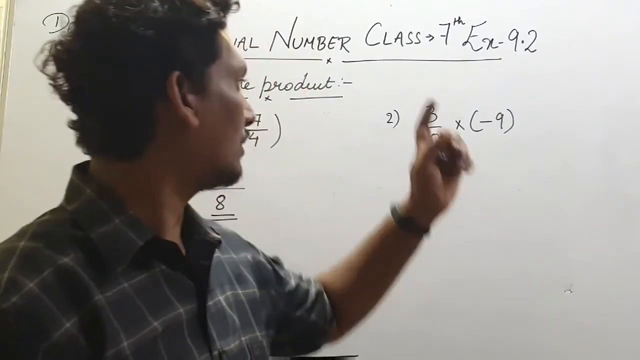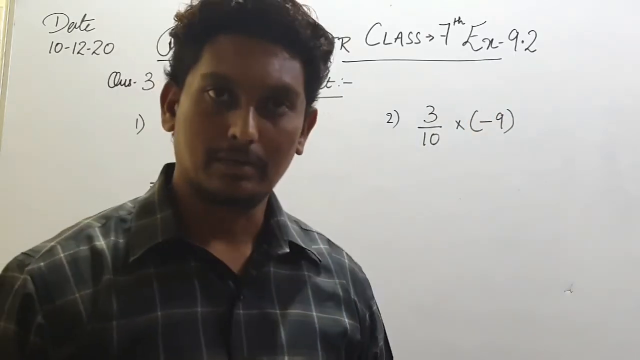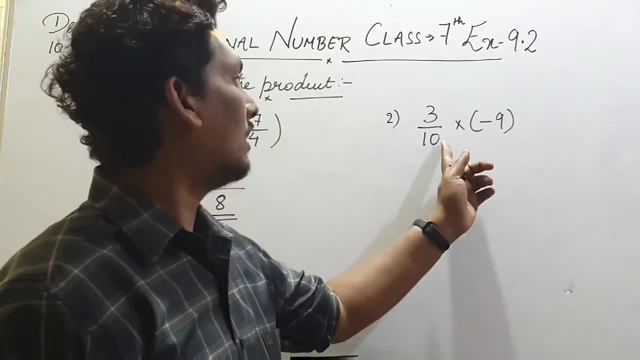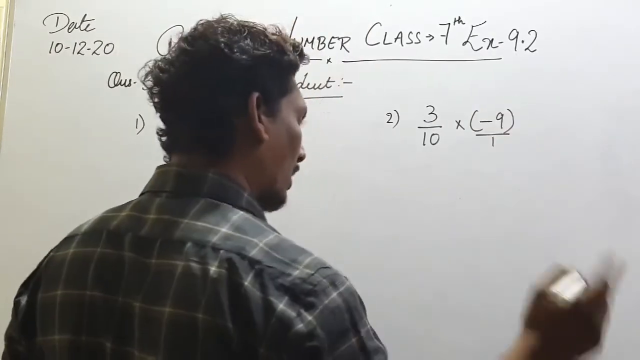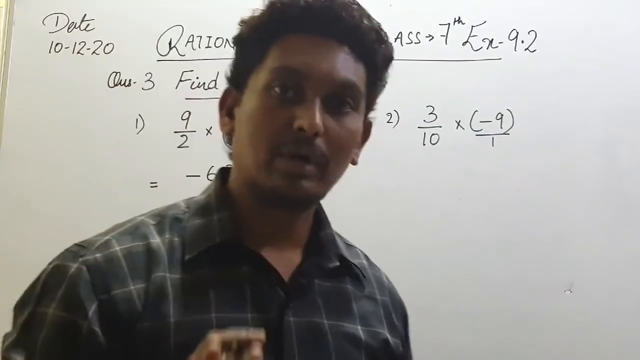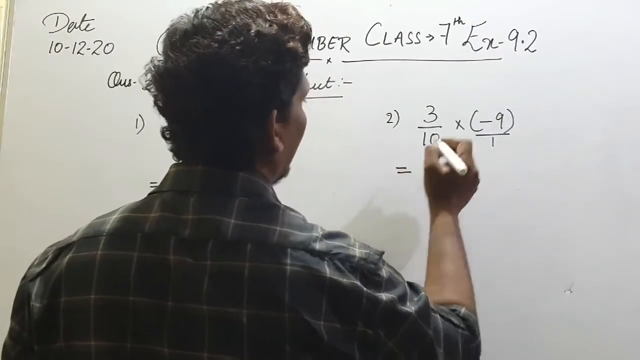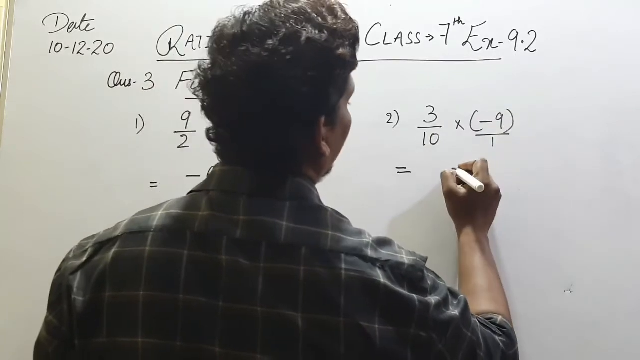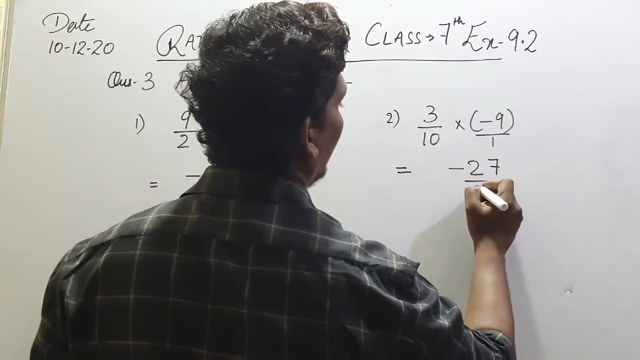Same way here also in question number 2, just multiply numerator and numerator. Okay, and leave the denominator as it is, or you just put 1 here. After putting 1, please don't find LCM. Okay, so just 3 into 9, that is 3 9s are minus, here the negative sign, that is 27 upon 10.